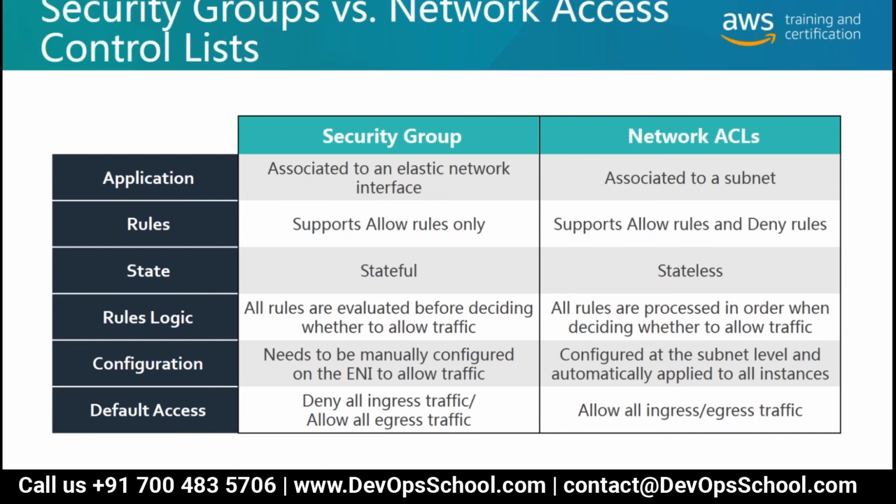For configuration, a security group needs to be manually configured on the ENI to allow traffic, whereas a NACL is configured at the subnet level and automatically applied to all instances. For default access, a security group denies all ingress traffic and allows egress traffic, whereas a NACL allows both egress and ingress traffic.